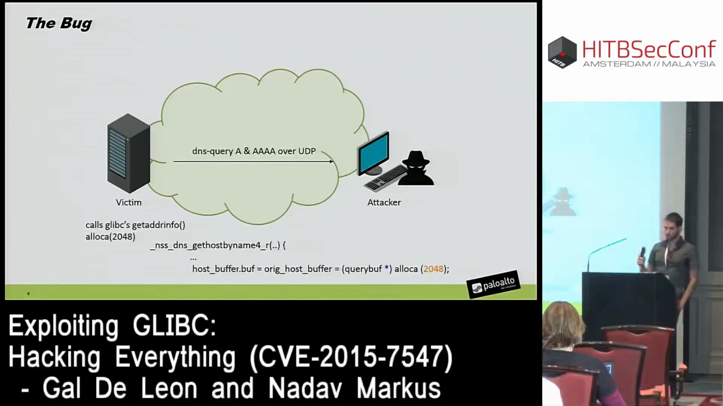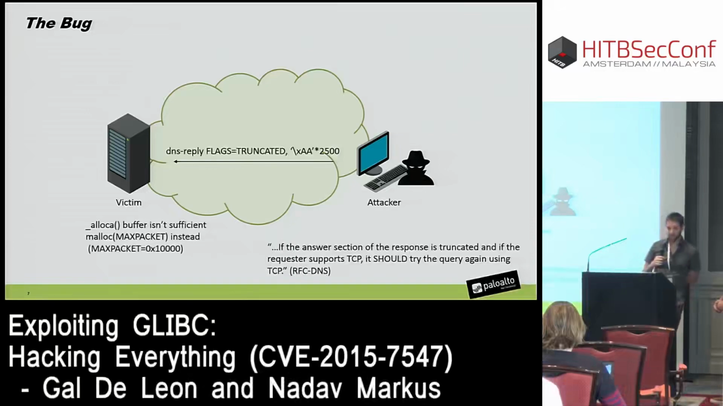In order to accommodate the incoming response, the GLIBC code uses alloca to allocate a stack buffer of size 2048 bytes. Now, usually this will suffice for responses, and therefore this is kind of an optimization, because the malloc procedure is a little bit more expensive in terms of time, and using alloca is simply a matter of decrementing the stack pointer by a specified amount. As we can see, this pointer is stored inside hostbuffer.buf, and a weak host buffer, which we'll later see how they are used in the process of exploitation.